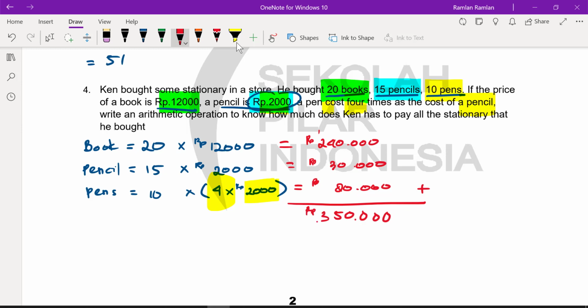Okay, and then again, guys, because this is a story problem or word problem, you need to write down the conclusion. So the conclusion is Ken must pay, has to pay Rp 350,000 to buy all the stationery.